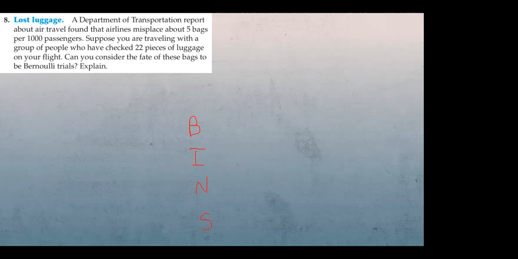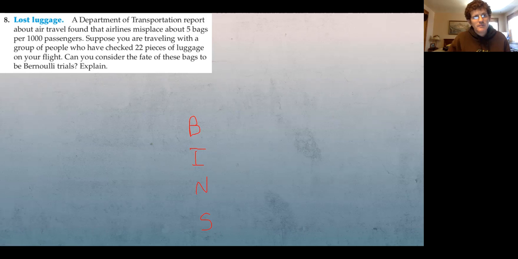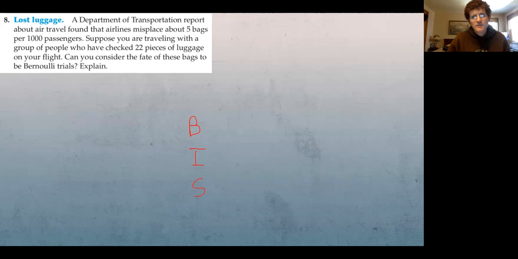So the Bernoulli trials, is that also BINS or is it just BIS? Well, that's a good question. Yeah, I shouldn't include the N. Good catch. I was just so used to writing BINS. So does it meet all 3 of these? If not, where does it fail?